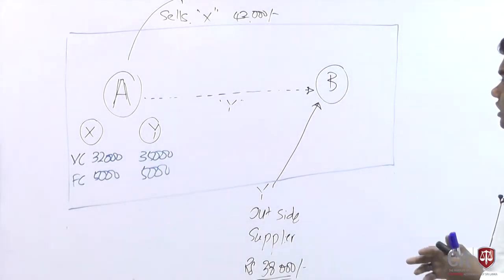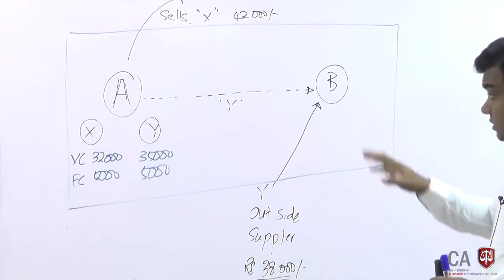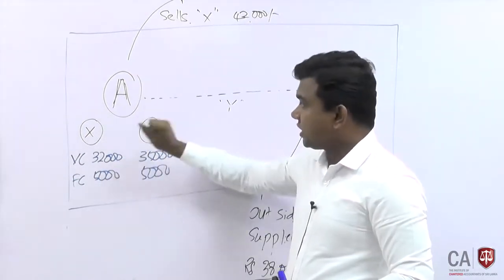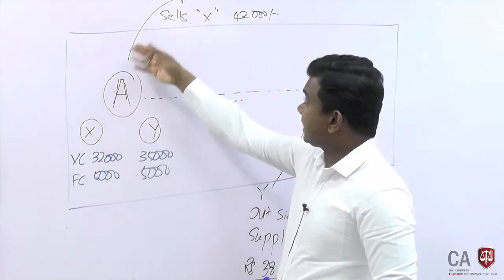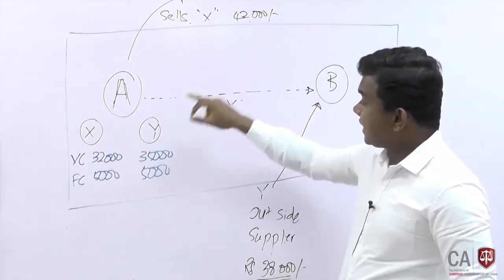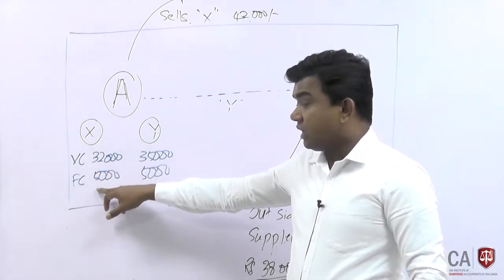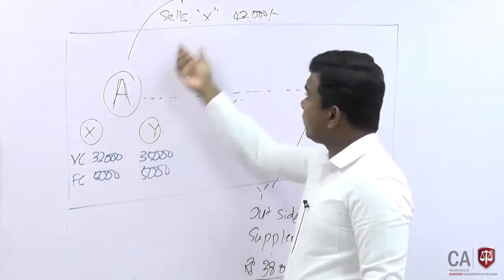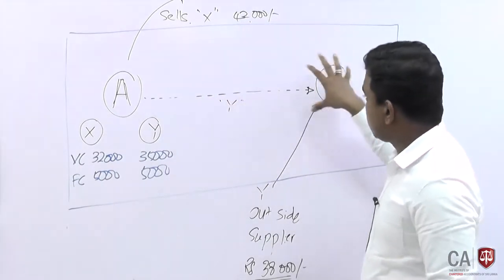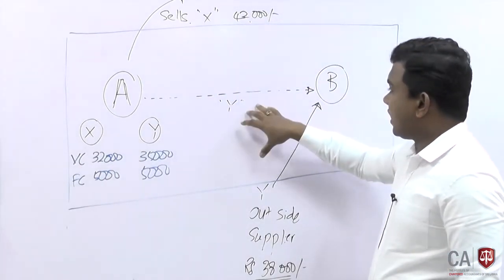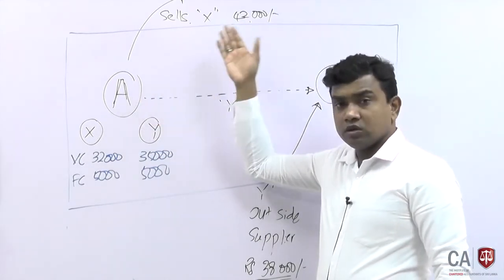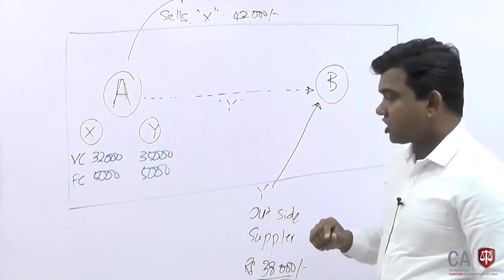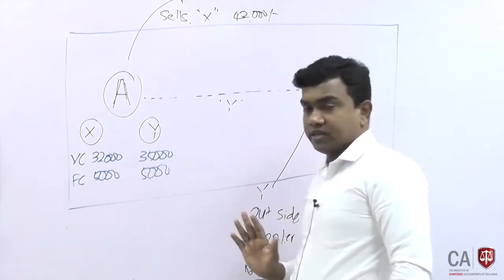Now, our question is, we have to advise about the transfer pricing. Study the case again. A produced two products X and Y. X they are directly selling to outside for 42,000 rupees. They are incurring 32,000 variable cost and allocated fixed cost of 5,000 per unit of X. They are producing another product called Y. Y doesn't have an external market. Their only market is transferring it to B. If B stops the purchase of Y from A, they have to stop the production of Y. That Y takes 35,000 variable cost for production and allocated fixed cost is 5,000 per unit.